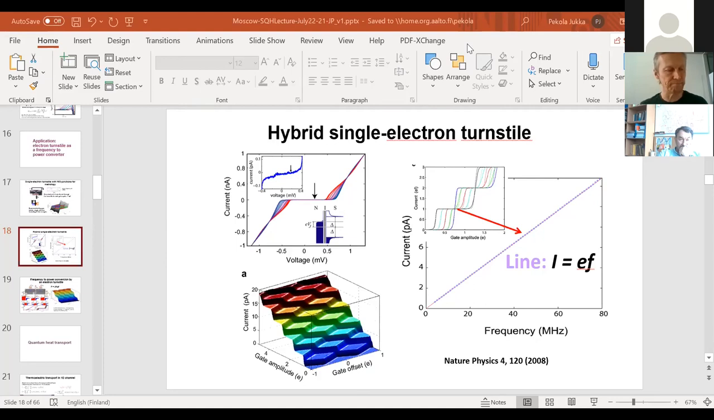It's kind of we should move if we have quality factors in the range, let's say 10, we need a few ohms resistance as a termination for these resonators. And this is easy to realize just by elemental metals.